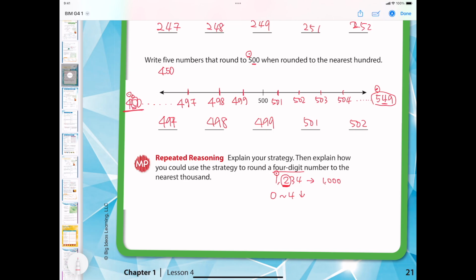However, if we have 5 through 9, we are going to round up. For example, if we have 1,678, the target number is what? 1,000, right? And the matter number is in the hundreds place, which is 600 here. So this is 5 and up, round up. So I'm going to add 1 to the target number. So it becomes 2,000.